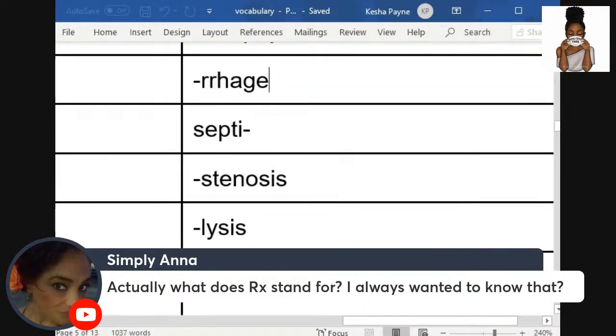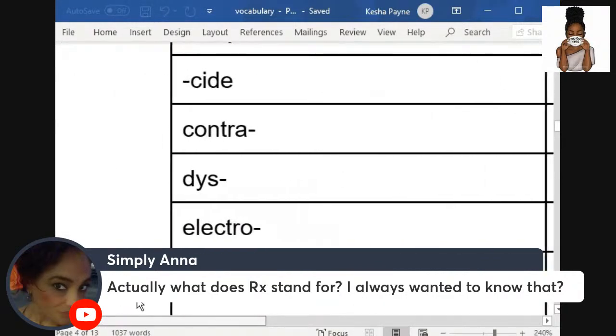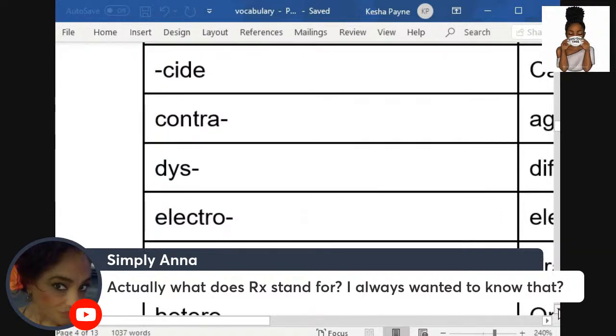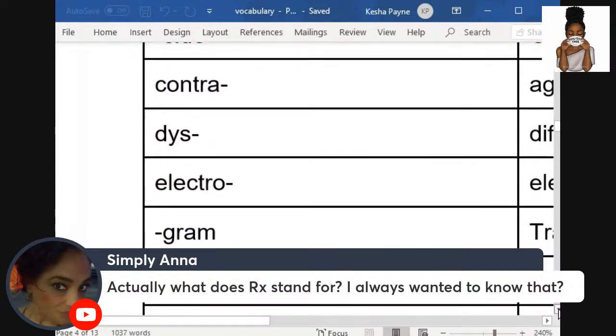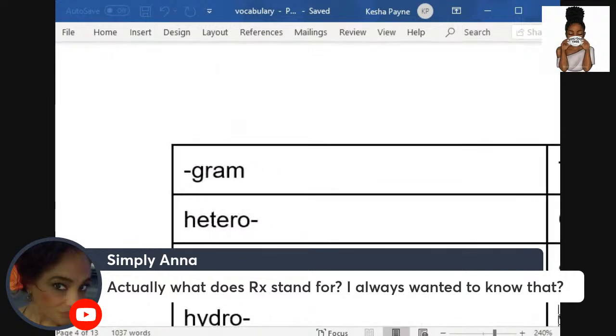Okay, like let me, oh no, I don't want to. I want to try to remember what it is. So, cide causing death, contra is against, dys is difficult, electro electrical, gram is to trace, hetero opposite, homo same, hydro water, intra. I'm clicking too much. Prognosis.